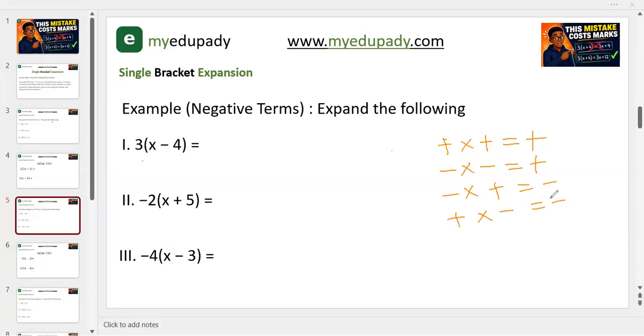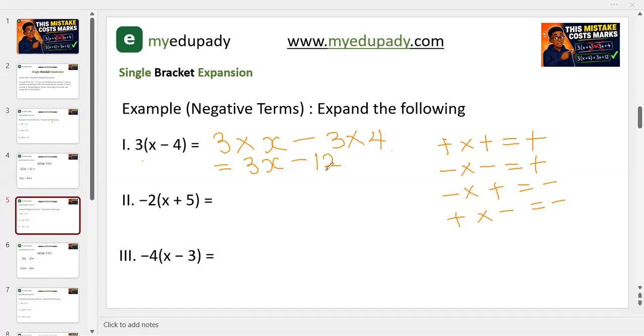So now let's take the first one. The first one is very simple and straightforward. We have 3 into bracket x minus 4. So how do we do this? We are using the same idea as I mentioned earlier. So this will be 3 multiplied by x minus 3 multiplied by 4. What is 3 multiplied by x? That gives us 3x. And 3 multiplied by 4 gives 12. Hence, the result for that expansion will be 3x minus 12.